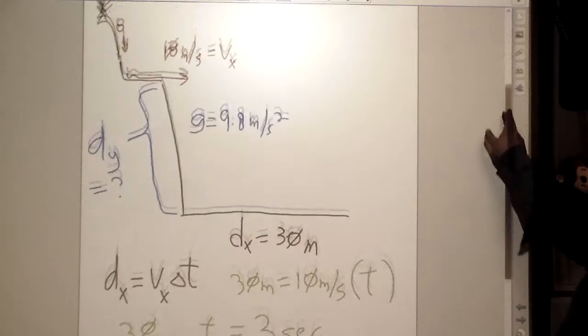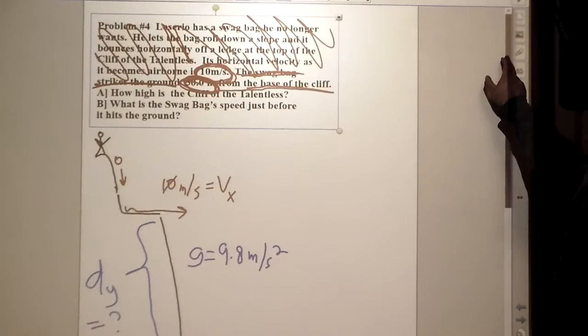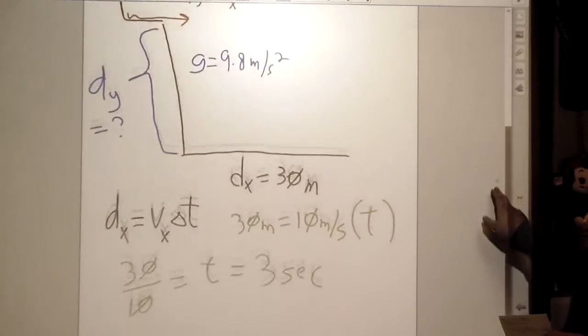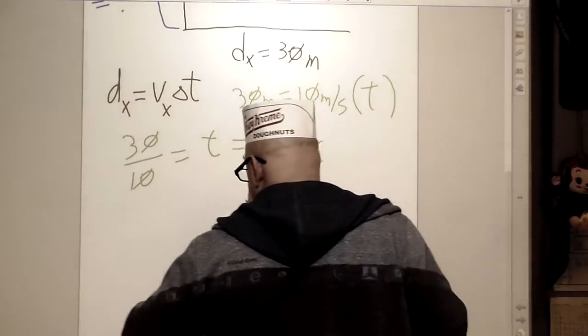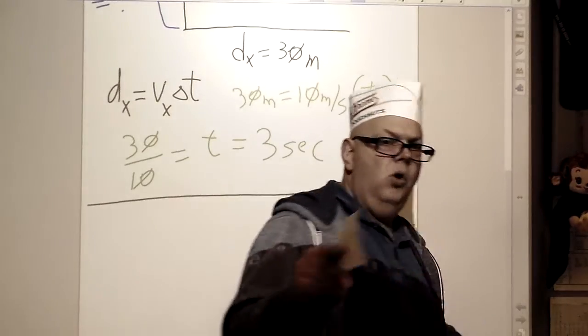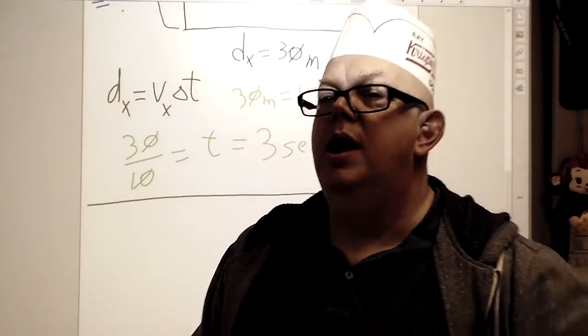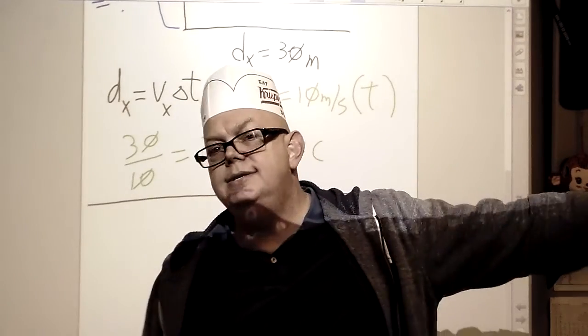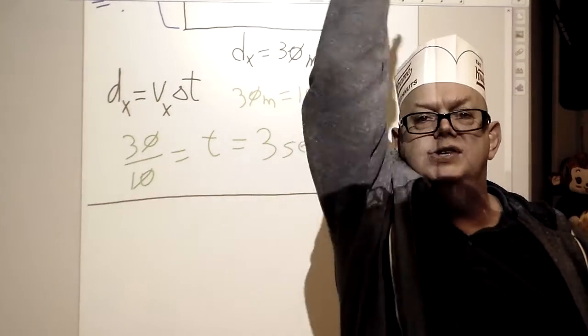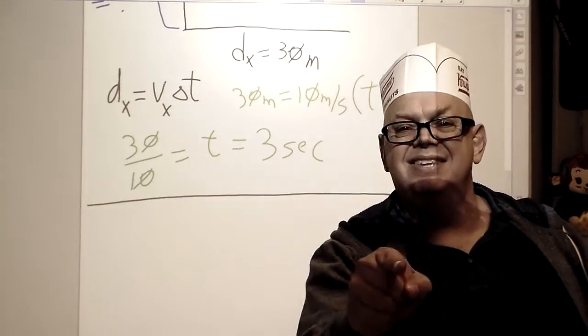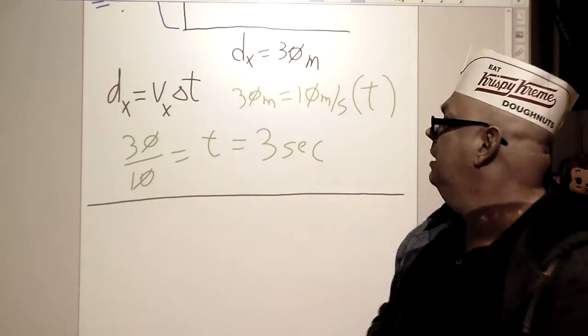So that, ladies and gentlemen, is the first part that we need. But we still got to figure out how high is the cliff of the talentless. Now we know how long it takes to fall. Remember, even though we're saying it takes 3 seconds to go this way, that means it's going to be 3 seconds going this way. That is the thing you need to understand.